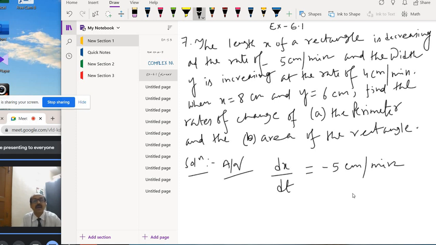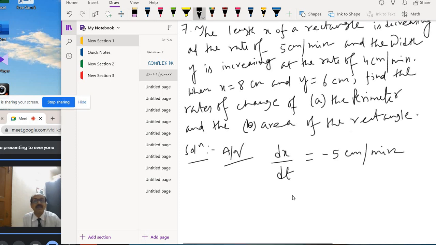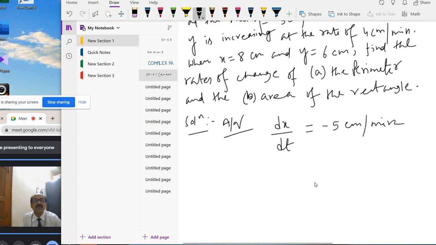Okay, and y is increasing at the rate of 4 cm per minute. That means dy by dt is 4 cm per minute. So for increasing, take the plus sign, and for decreasing, the minus sign.